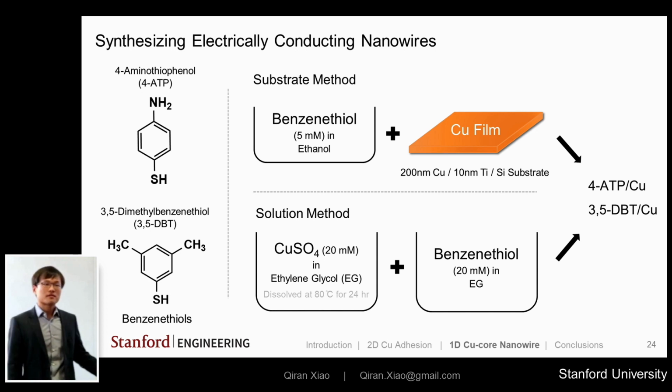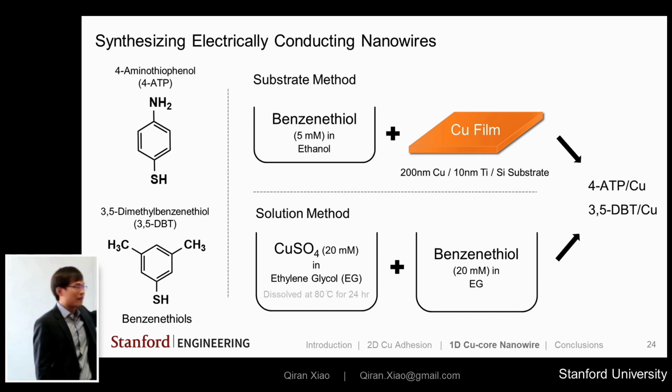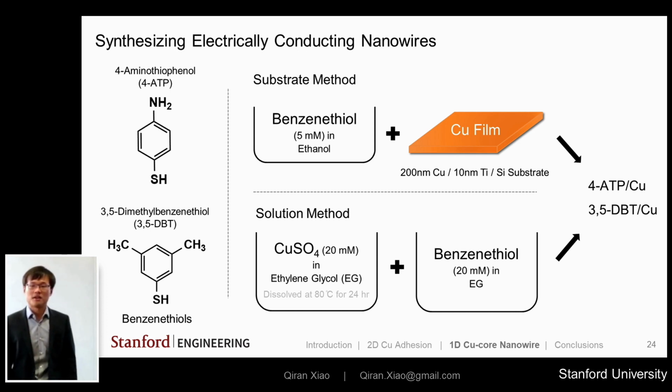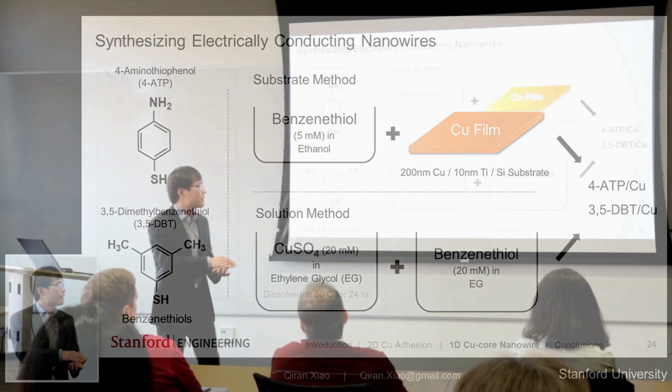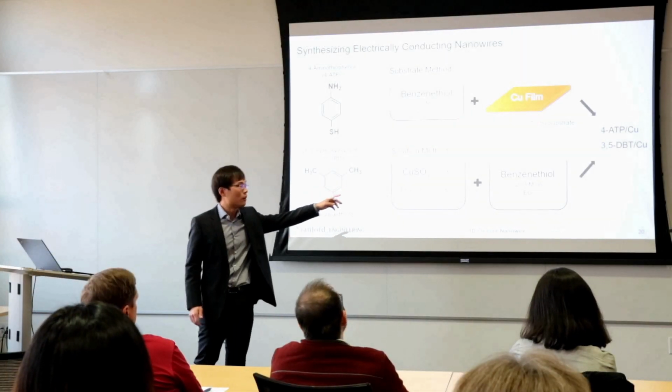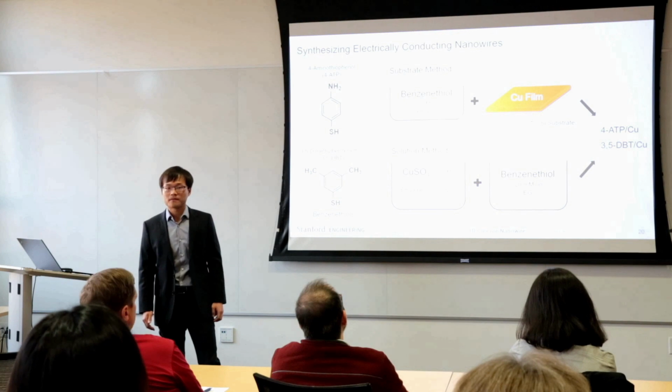And we grow our material using two different methods. One is the substrate method on top, and one is the solution synthesis shown on the bottom. In terms of the substrate method, we first dissolve our benzene thiol in ethanol to prepare a low concentration organothiol solution. We then submerge a copper film into that solution, and let the benzene thiol, either 4-ATP or 3,5-DBT, react with the copper. We call the end result either 4-ATP copper or 3,5-DBT copper.